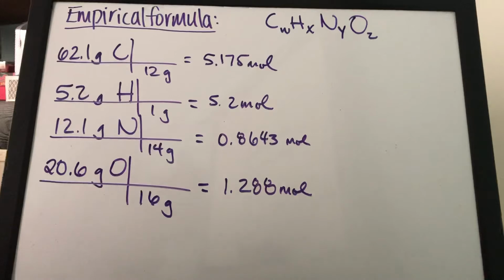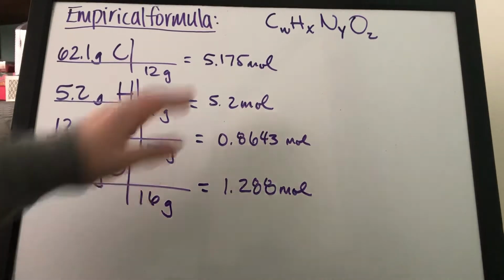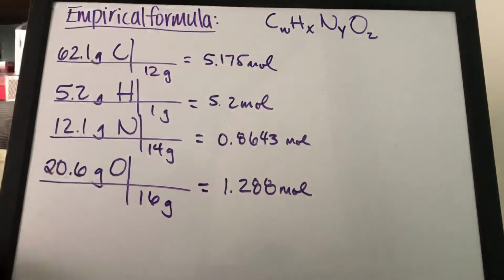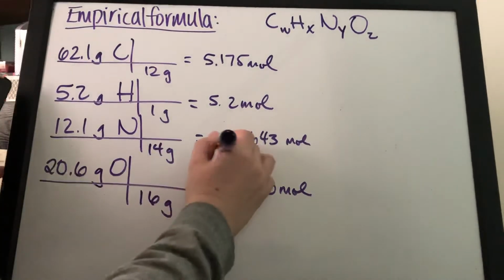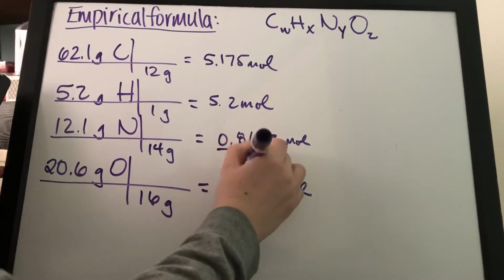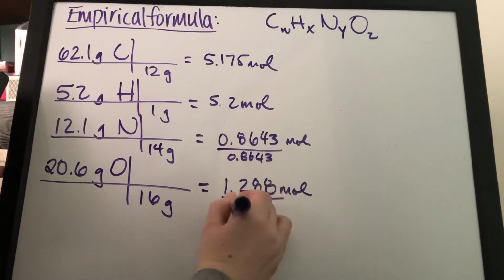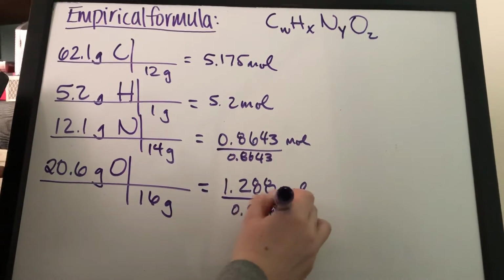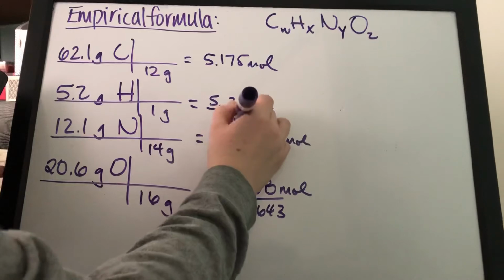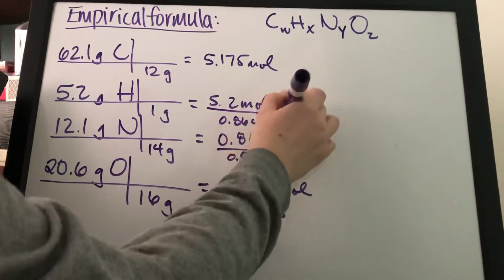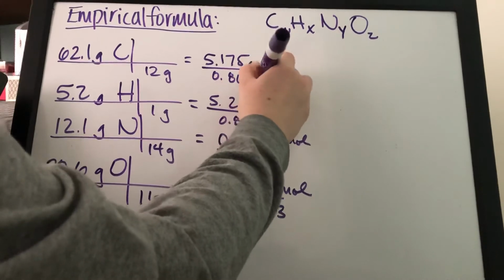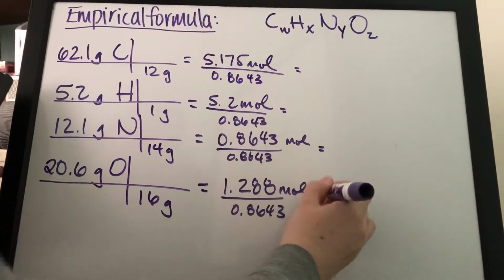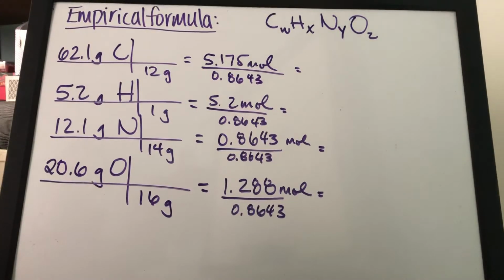Again, these numbers do not look like numbers that we would plug into my letters up here to write a formula, so I need to divide by the smallest one. This one's obviously the smallest, so I'm going to divide everything by that. And you do that every single time in every empirical formula problem.